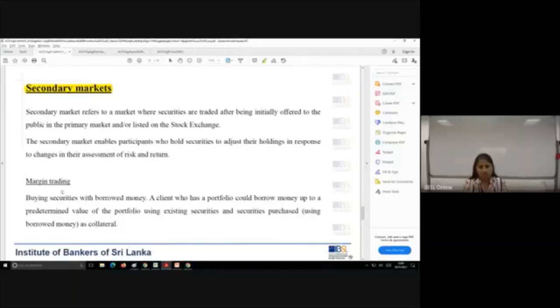If there was no secondary market, irrespective of whether the risk has increased or decreased, can you get rid of that instrument? No. You might have to hold until maturity. Okay, but because there is this secondary market helping you, you are able to adjust your holdings depending on your assessment. Same thing happens to the return.